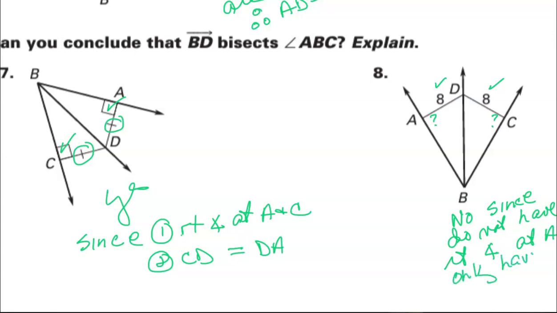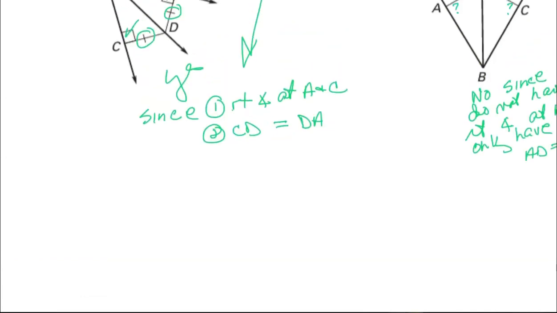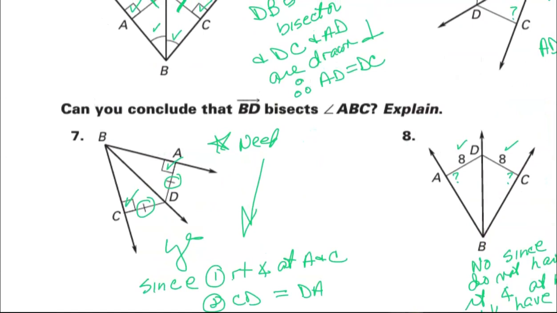Only have AD equal to DC, which is not enough. You've got to have both. So you have to have this. This is what you need. Okay, you don't have enough for number 8. And that's it. So hopefully that helped. And we can go over this again if need be. But I hope you have a good handle on that.